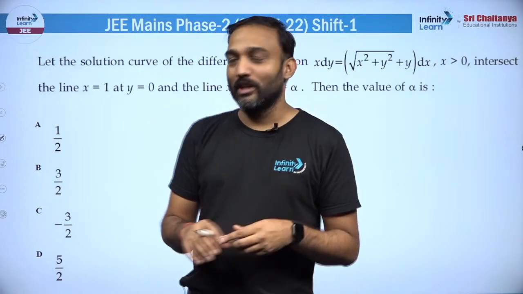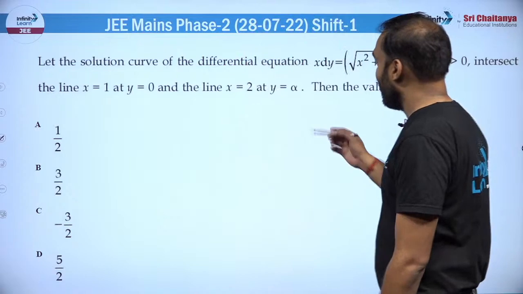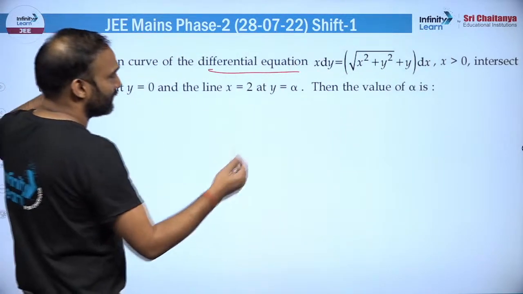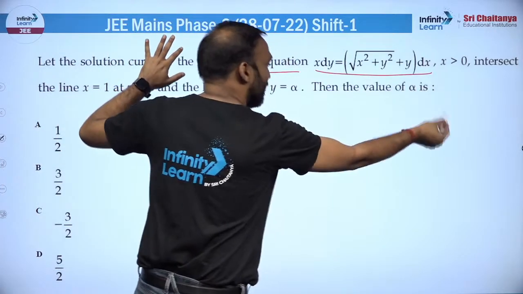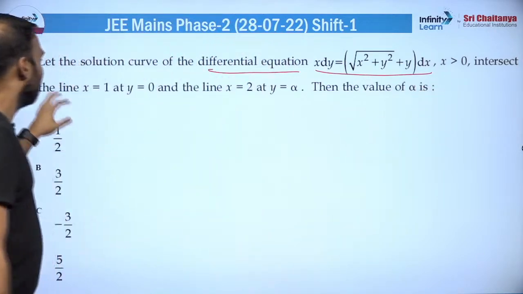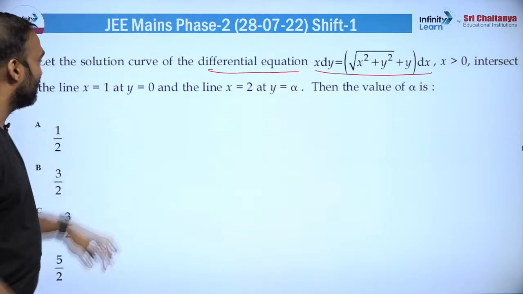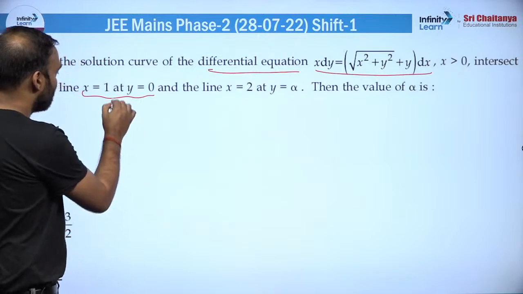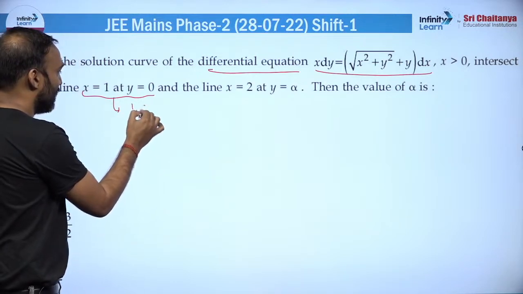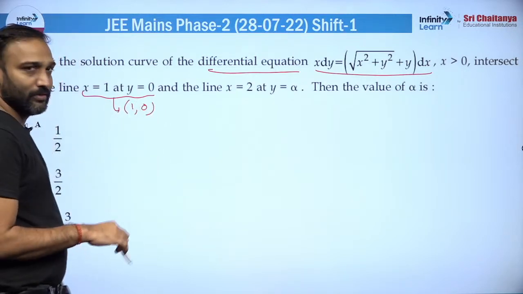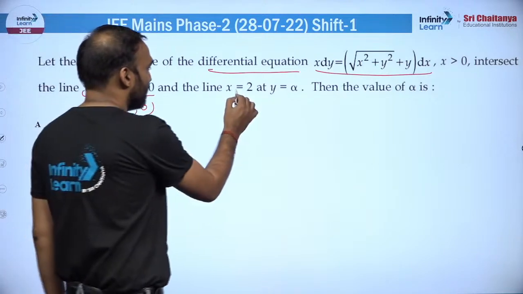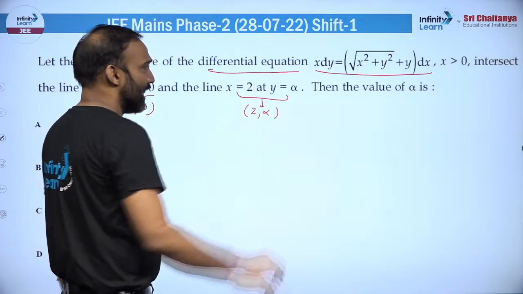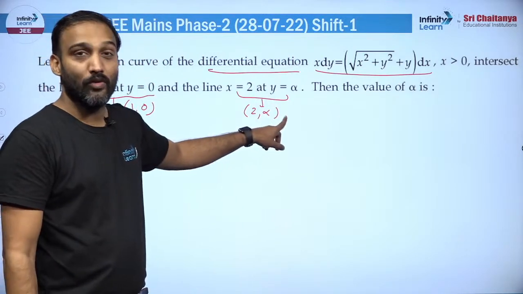So we'll start with question number 1. Question number 1 says it came from a differential equation. So I need to find out the solution of this differential equation, which is given by this. X is positive and this intersects the line x is equal to 1 at y is equal to 0. So if this curve is intersecting, what can we say? We can say that for x 1 and y 0, this point will lie on the curve. Over here, I can say this point will also lie on the curve. So I have 2 points that lie on the curve and I have to find out the value of alpha.